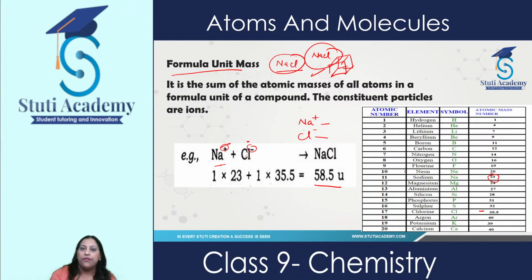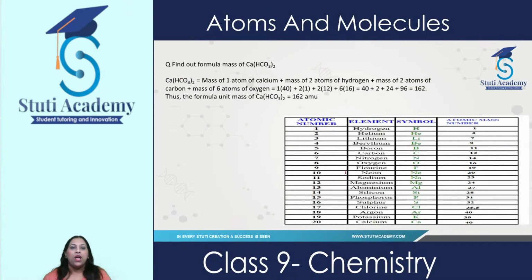So don't get confused if the question comes on formula unit mass or molecular mass. The same method you need to follow. Now formula unit mass of CaHCO3, calcium hydrogen carbonate. Now how will you write this? First look at the elements involved in it: calcium, hydrogen, carbon and oxygen. Each and every element is important. Don't miss any element. If you miss any element in the formula, your answer will be wrong. That is the most important step.